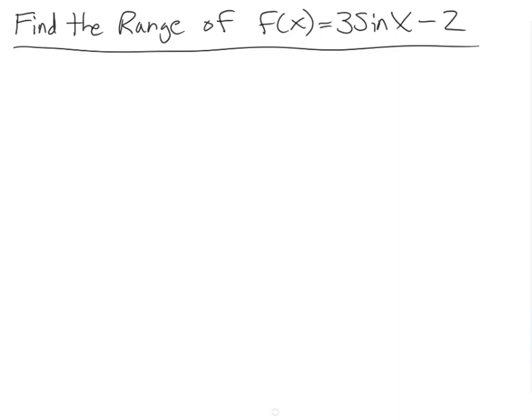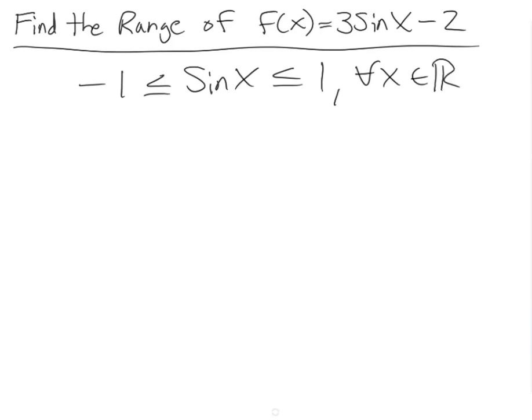So what that means is that we're actually going to set up an inequality and then do algebra to deduce the range. So to do this, we start with a known fact about sine of x. Sine of x is a wave that goes back and forth between -1 and +1. So we can write down this fact as an inequality. So we have -1 is less than or equal to sine of x, which is less than or equal to 1. And this is true for all x in the domain, which happens to be the real numbers.